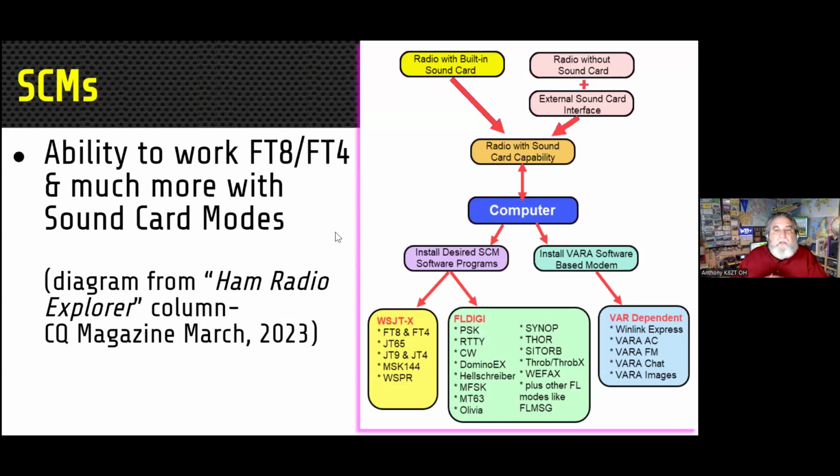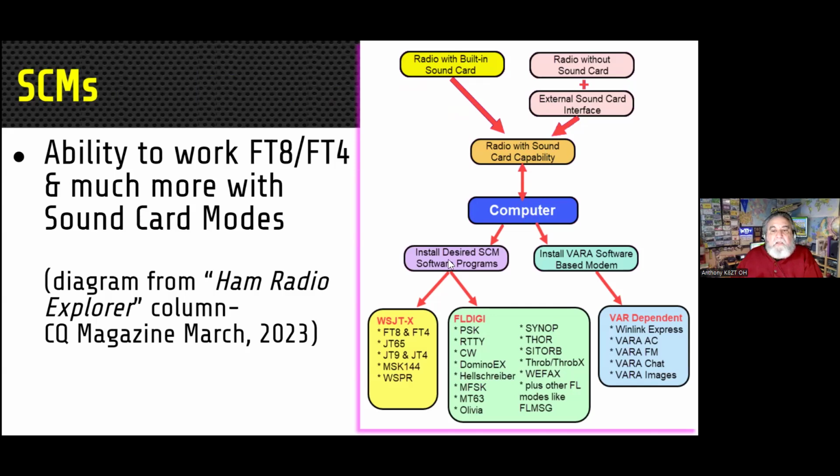So let's talk about if you have a radio and you want to do these sound card modes or any of these digital modes. You have 2 options. You can have a radio that has a built-in sound card or a radio without a sound card. If your radio has a built-in sound card, you're all ready to go. You can simply interface it to your computer and you'll have sound card capability. If your radio does not have a sound card interface, you can purchase an external sound card interface or build one from a kit, and then you can interface it to your computer.